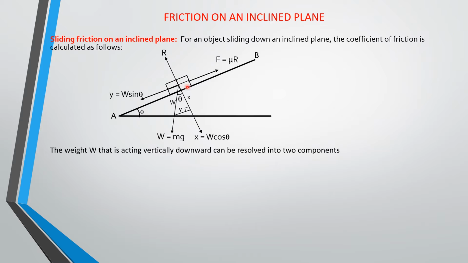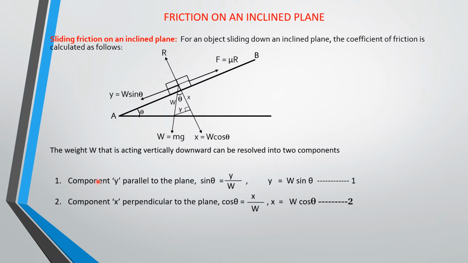So the weight of this object can be resolved into two components. The component that is parallel to the plane, as I've said, is given by w sine theta. Then the component that is perpendicular to the plane is given by w cos theta. Please take note of these two equations. From here we are going to derive the equation for the calculation of the coefficient of friction for an object that is on an inclined plane.